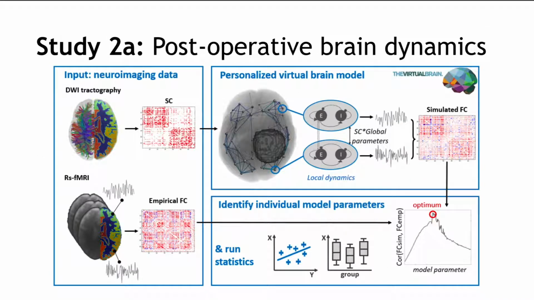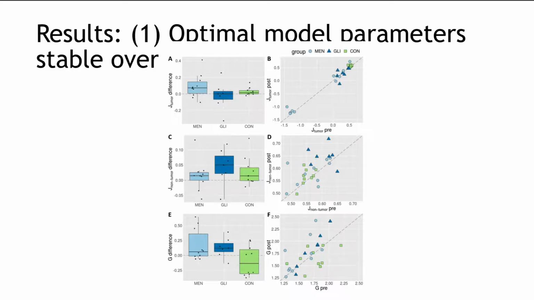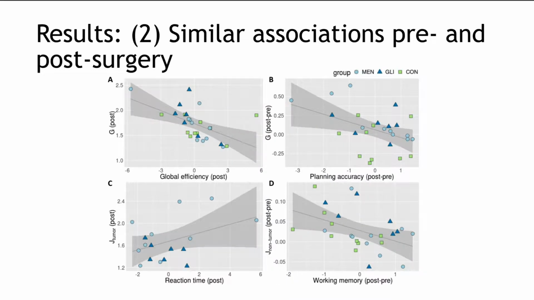In the second study, we then repeated the same analysis procedure on the data acquired after surgery to investigate the stability of model parameters over time and after surgical intervention. In contrast to our expectations, results showed that model parameters were relatively stable over time in patients who underwent tumor resection, relative to baseline variability levels observed in healthy controls.